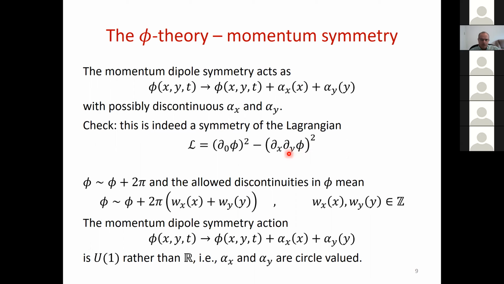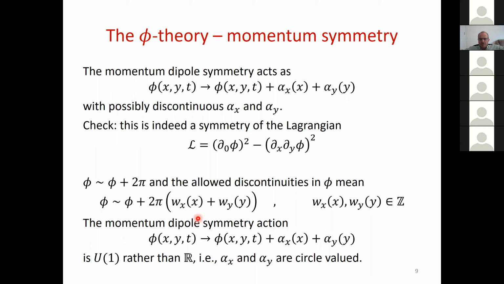Okay, so now that we have a discontinuous function of x and a discontinuous function of y, we could ask, what does the periodicity of phi mean? It means that we should identify configurations that differ by a 2 pi shift. But if phi can have certain discontinuities, we must identify two phi's that differ by 2 pi times an integer valued function of x plus an integer valued function of y. These are clearly discontinuous functions because they are integer valued.